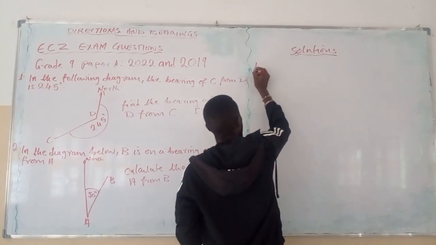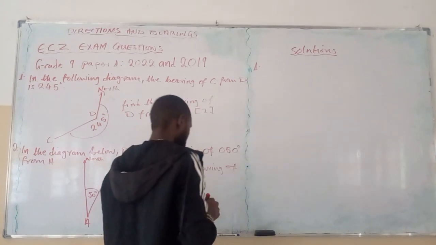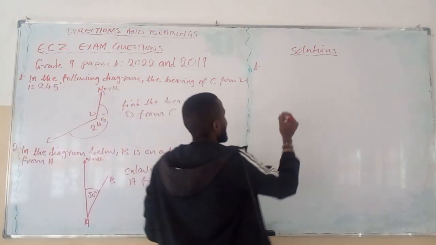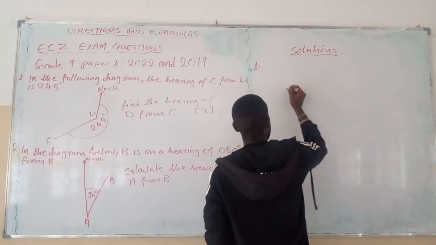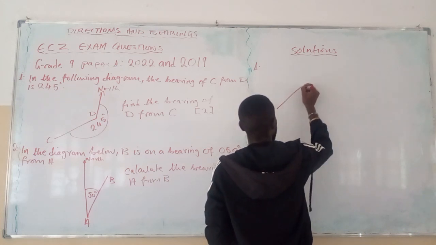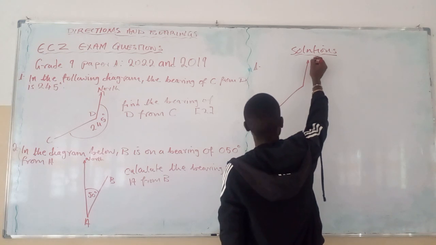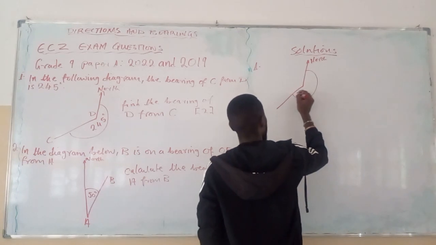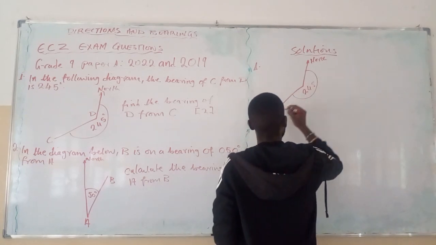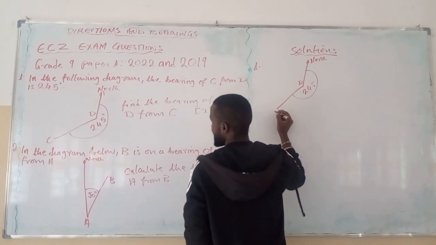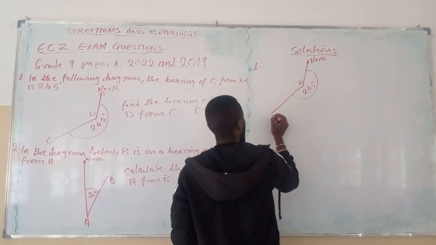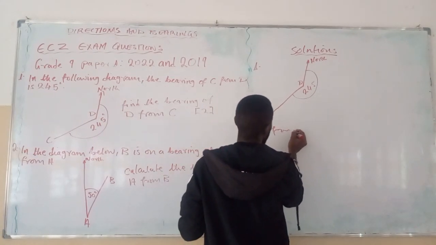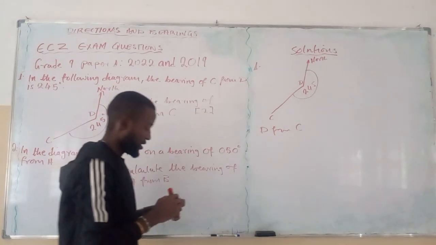Okay, we start with question number 1, which is a 2022 grade 9 paper 1 question. So they are telling us that this is a bearing. They have given us this kind of a bearing. Let me draw it here. They are telling us this is the north line, North Pole. And this kind of bearing from here all the way to there is 245. Now, if this is my D, and let me extend it here, and this is my C, they want us to find the bearing of D from C.